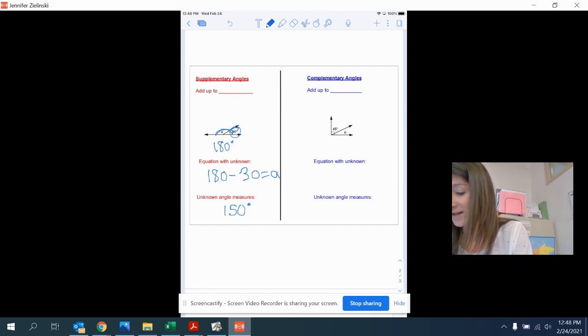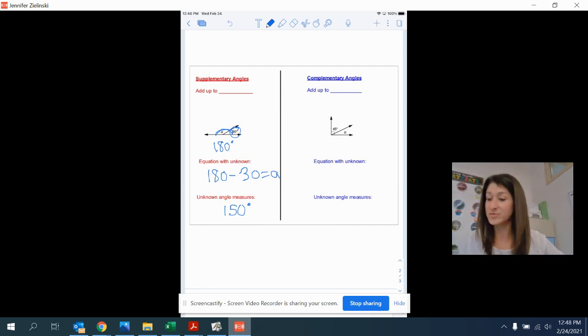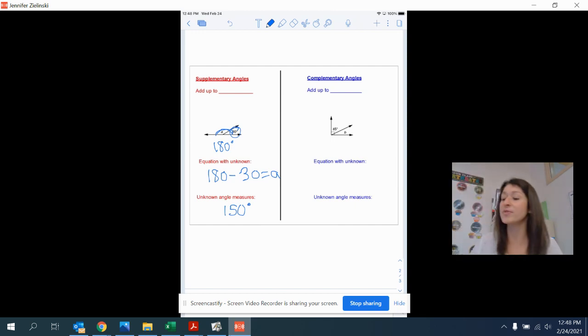And I can see if that makes sense. Well, I know it has to be an obtuse angle, and I know 150 degrees is an obtuse angle. Supplementary angles are angles that add up to 180 degrees. Your key to look for, if you want to know if it's supplementary, is to look for that straight angle.